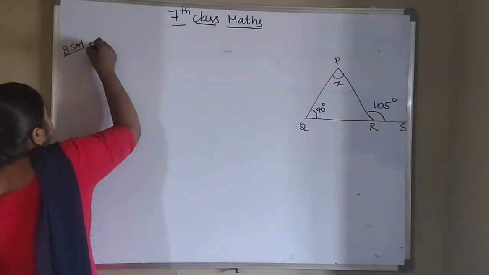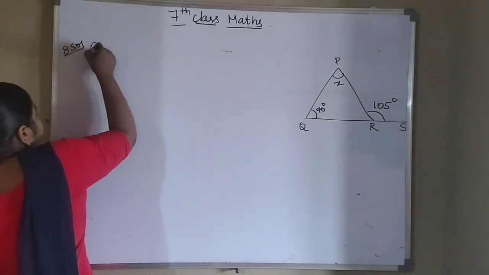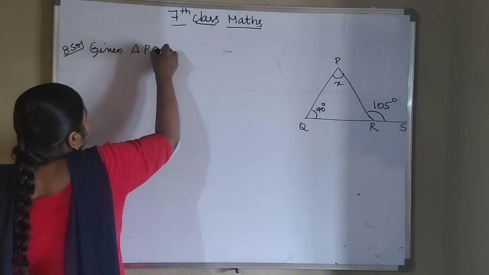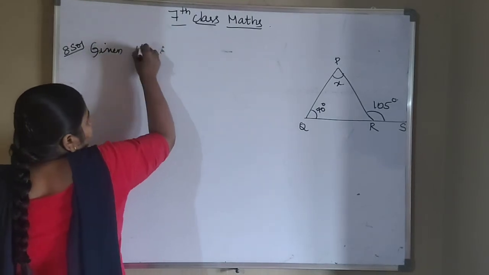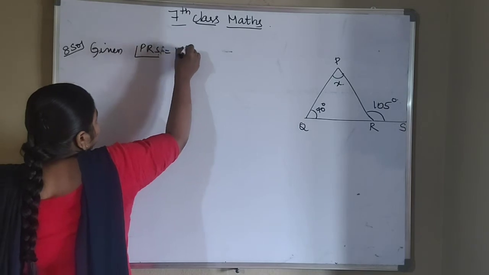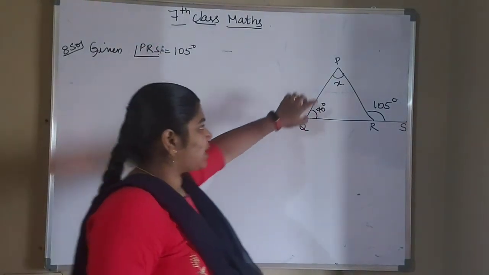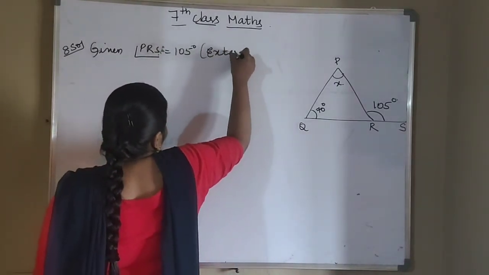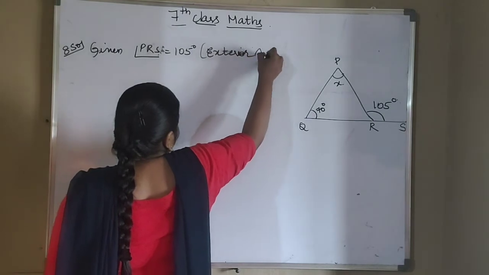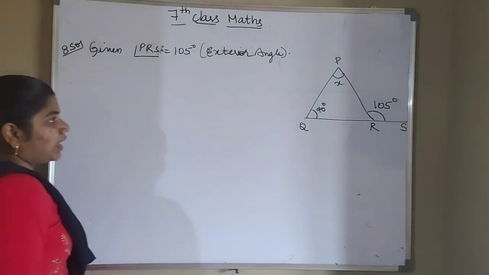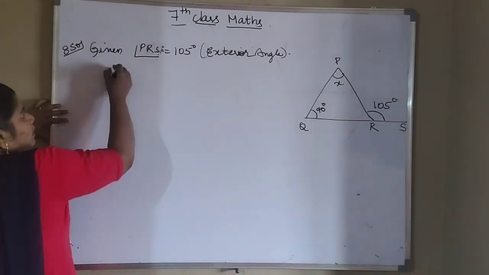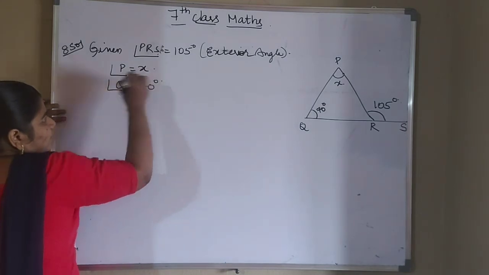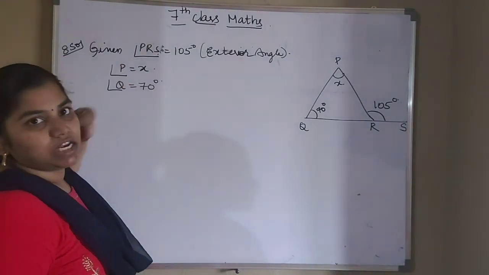So from the figure, you write it as given. They have given that in triangle PQR, angle PRS is equal to 105 degrees, that is the exterior angle. Now angle P we have to find. So angle P value I have taken as X. Angle Q value they have given as 70. So what we have to find? Angle P value we have to find now.